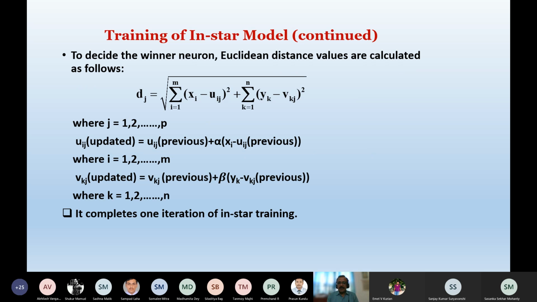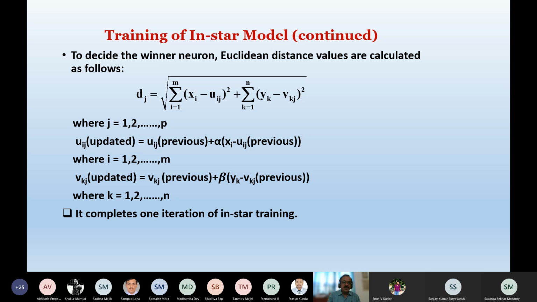Now, to implement Kohonen learning in the instar model, we calculate once again the Euclidean distance. The Euclidean distance is between the hidden neuron and the connecting weights, and we also consider the inputs and the outputs. We find the distance between the input and its corresponding connecting weight, and the difference between the output and its corresponding connecting weight. If you see this particular expression, you will understand.